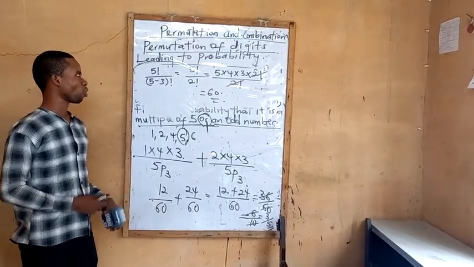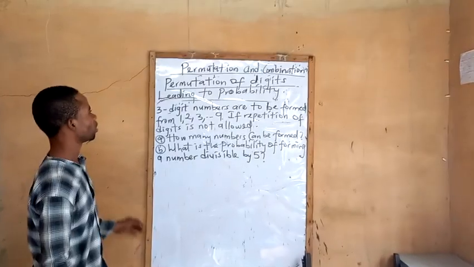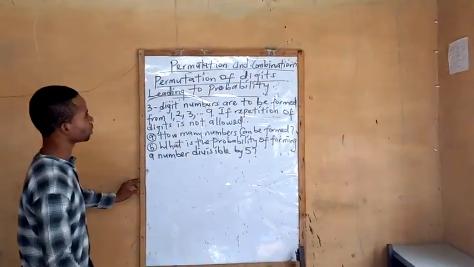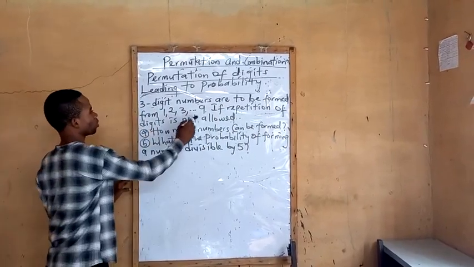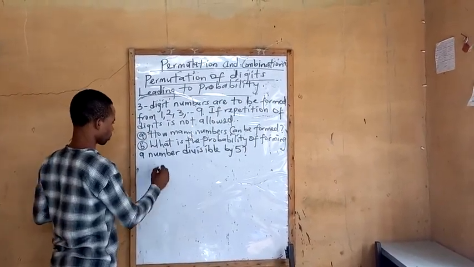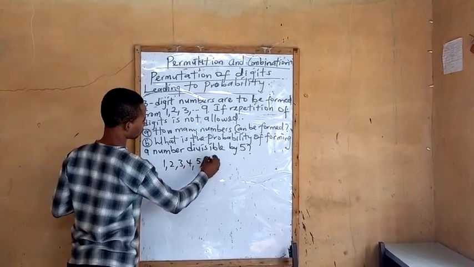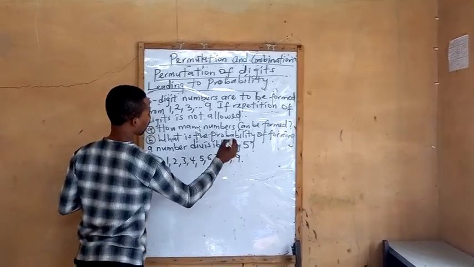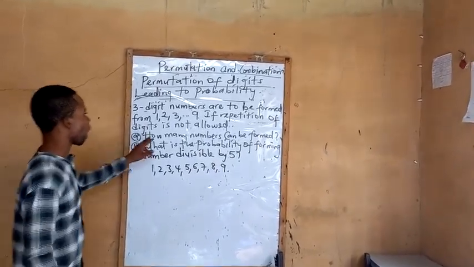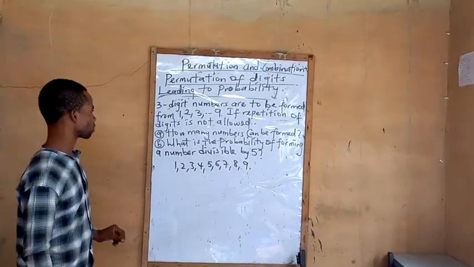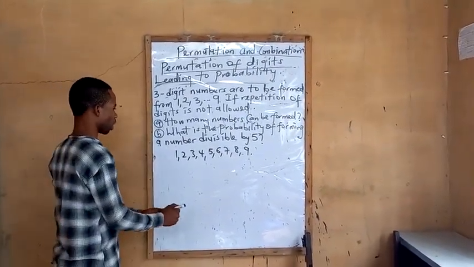Okay, let's pick one more under the probability and we leave this subtopic as well. Permutation of digits leading to probability. 3-digit numbers are to be formed from 1 to 9: 1, 2, 3, 4, 5, 6, 7, 8, 9. If repetition of digits is not allowed, how many numbers can be formed?